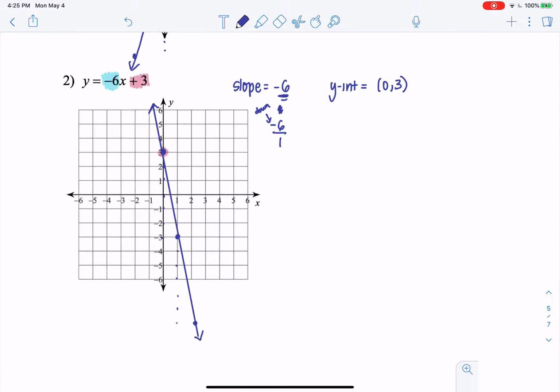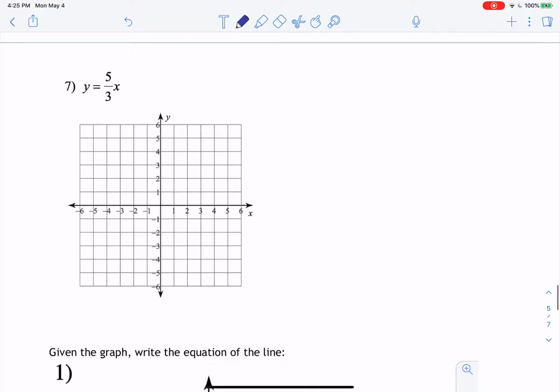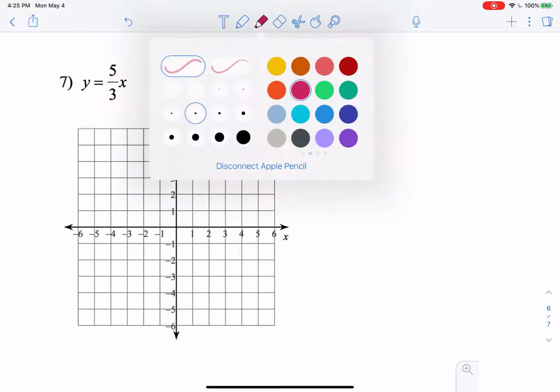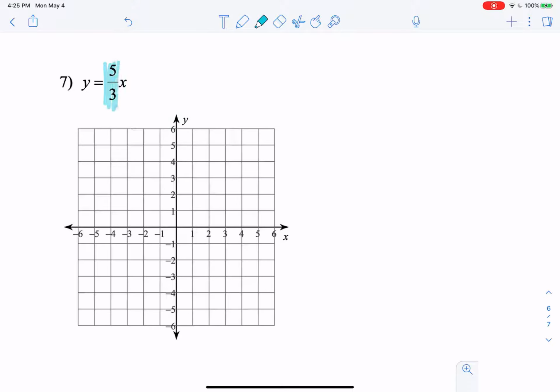Let's try a couple more. Here we have, let's stay consistent, our coefficient of x is 5/3, and there's plus nothing here, +0. So what does that mean for our y-intercept? Well, first we know our slope is 5/3. Since there's nothing here, it's +0. That means our y-intercept is the point (0, 0), or the origin.